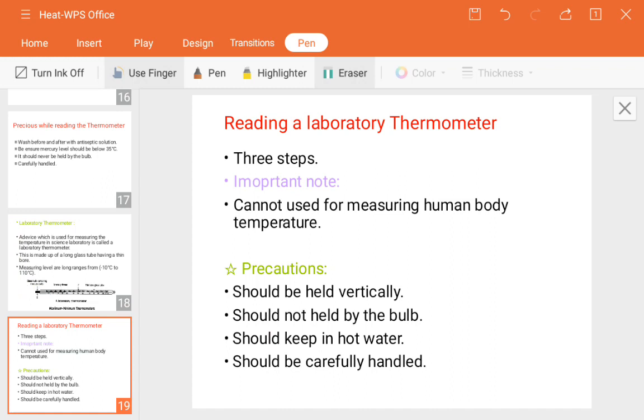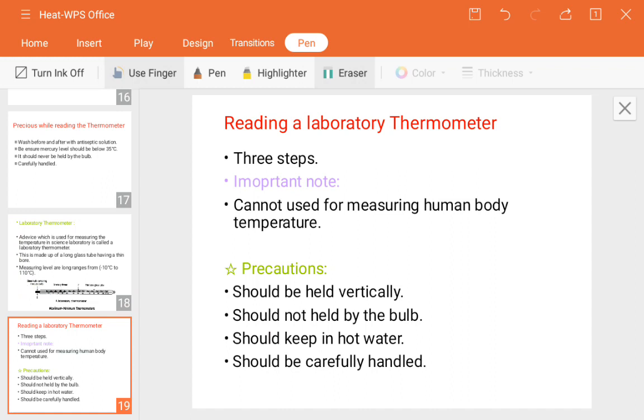Now, what are the precautions? The thermometer should be held vertically, in a straight position, and should not be held by the bulb. Always take care that we should not touch the blackish portion which I have shown you in the image, because that consists of mercury. Next, it should be kept in hot water. It should always be kept in hot water.